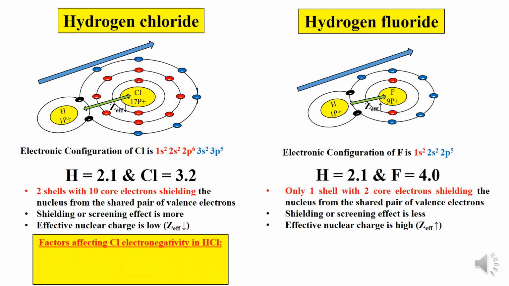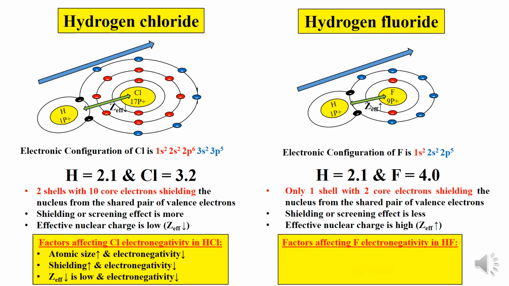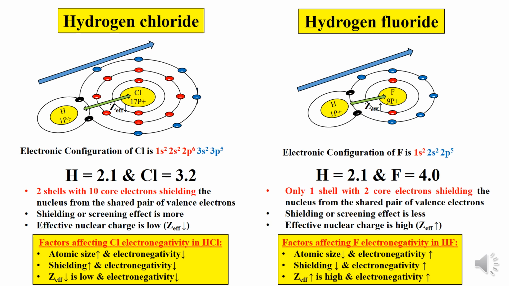So to summarize, what are the factors affecting electronegativity in HCl? In the case of the HCl molecule, atomic size increases, so electronegativity decreases; shielding increases, so electronegativity decreases; effective nuclear charge decreases, and electronegativity decreases. So what are the factors affecting electronegativity in the hydrogen fluoride molecule? Atomic size decreases, electronegativity increases; shielding decreases, electronegativity increases; effective nuclear charge increases, and electronegativity also increases.